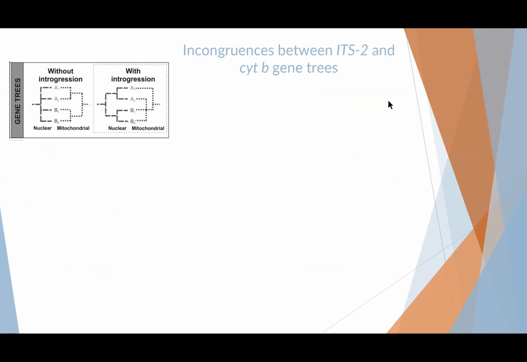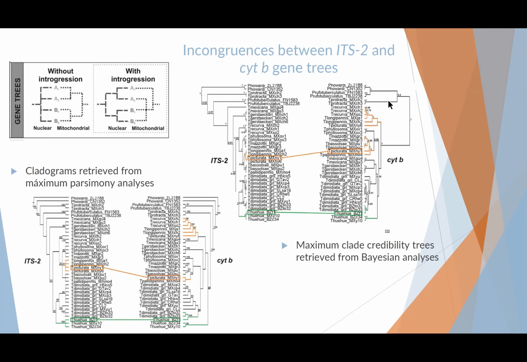Our second step is incongruences between gene trees. In orange and green, we can see that just two samples show gene incongruence. In this case, Triatoma picturata and Triatoma huehuetenangensis. Triatoma huehuetenangensis was actually known to be very close to Triatoma dimidiata.